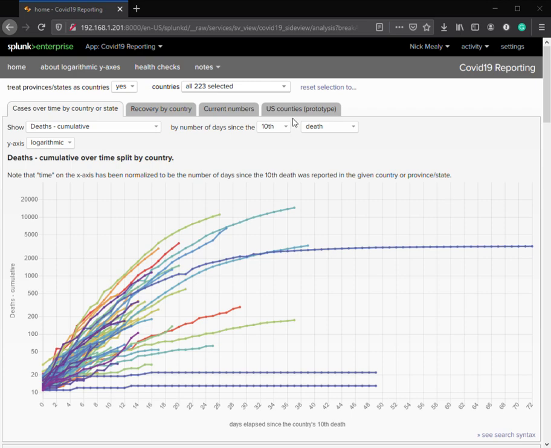So this is every country in the Johns Hopkins data set, and every state in the US, and every province in Canada, as much detail as there is in there, broken out. Each is a separate line, and there's 223 lines. This is kind of the whole life cycle here.